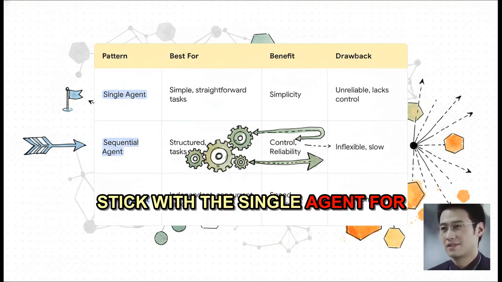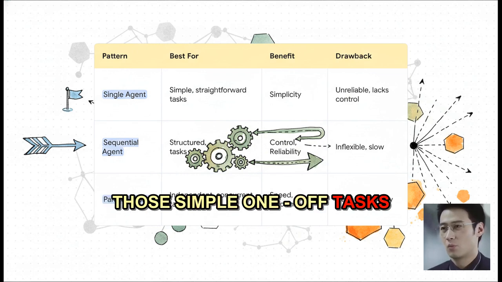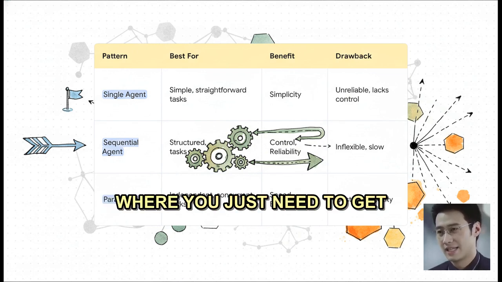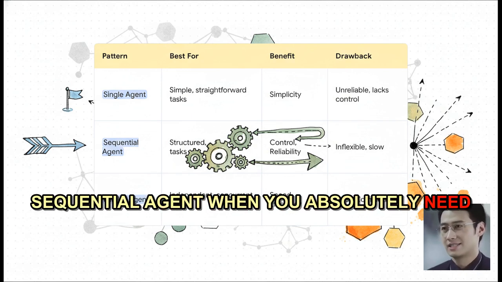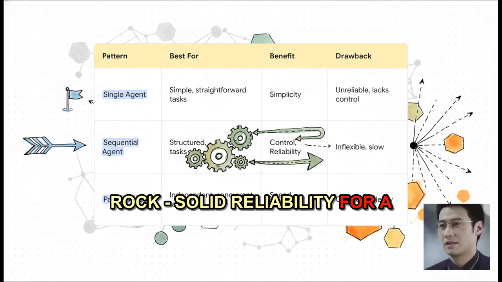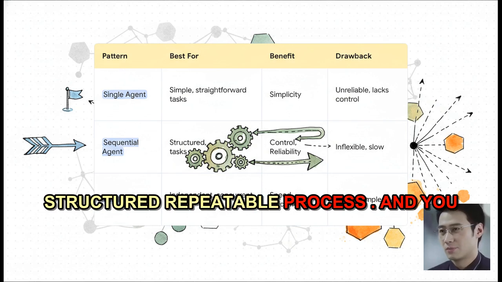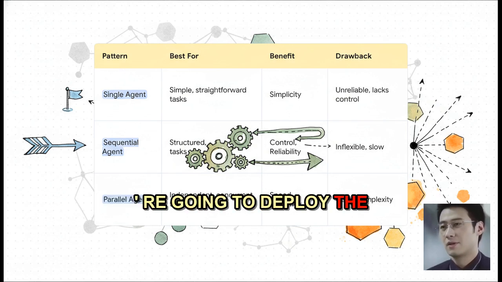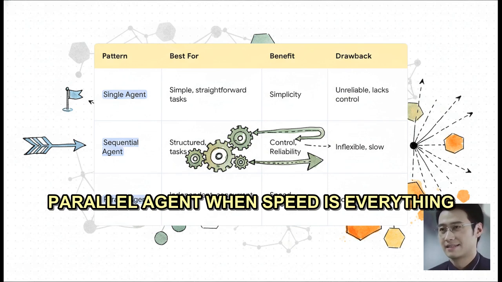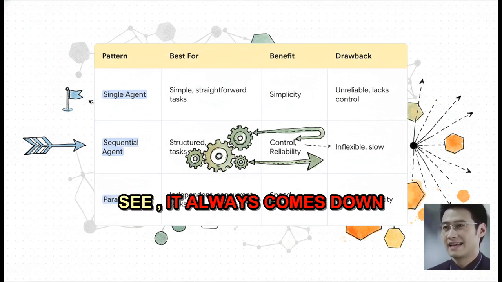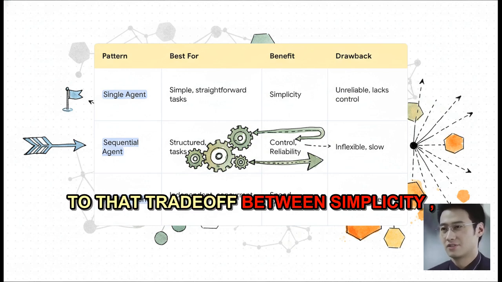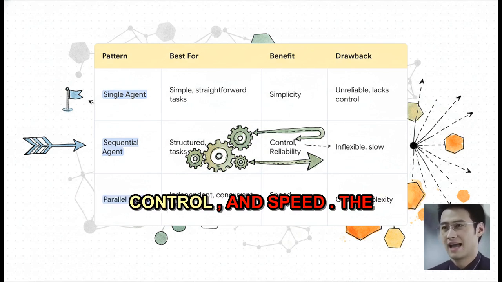So, stick with the single agent for those simple, one-off tasks where you just need to get it done easily. Choose the sequential agent when you absolutely need rock-solid reliability for a structured, repeatable process. And you're going to deploy the parallel agent when speed is everything, and the task can be broken down into independent pieces. See, it always comes down to that trade-off between simplicity, control, and speed.